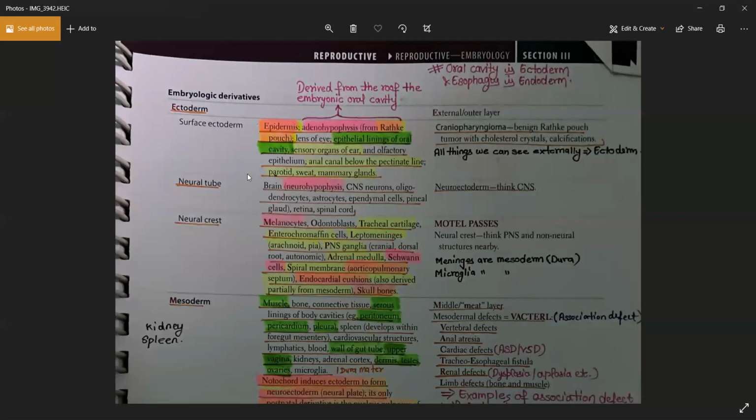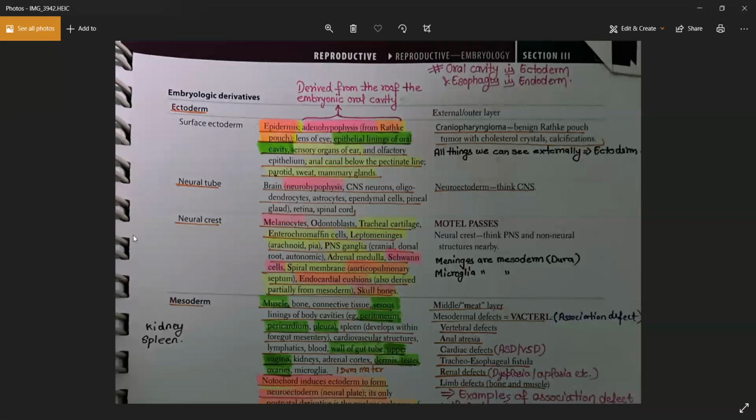Yeah. So all these structures that you can see externally, it is all made up of the ectoderm. And you know about the craniopharyngioma, which is a tumor of the Rathke's pouch in the child, right? It is all from the surface ectoderm tumor. Then you have the neural tube. All the CNS structures that you know, all these structures in your brain, the upper motor neurons, the oligodendrocytes, the astrocytes, right? Spinal cord, retina, pineal gland, all of these things are formed by the neural tube.